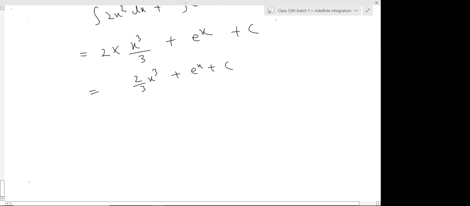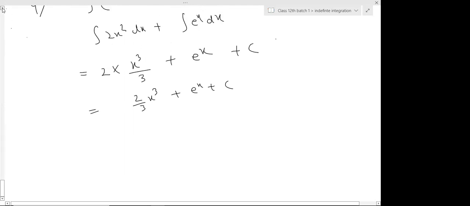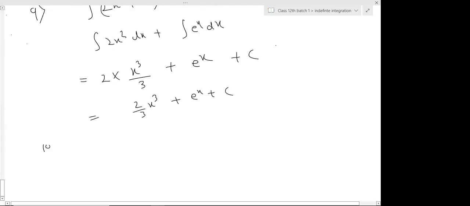Who has not solved this? Rest of you, please solve this question. Integration of root x minus 1 upon root x whole square dx.